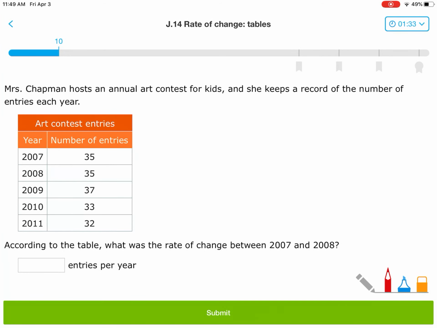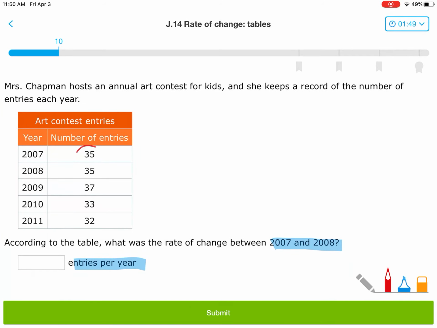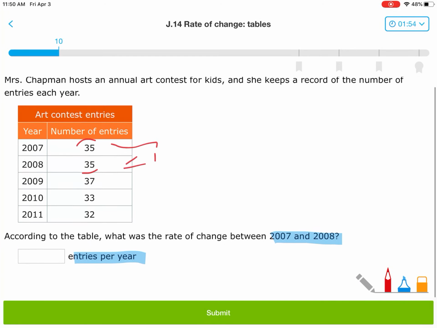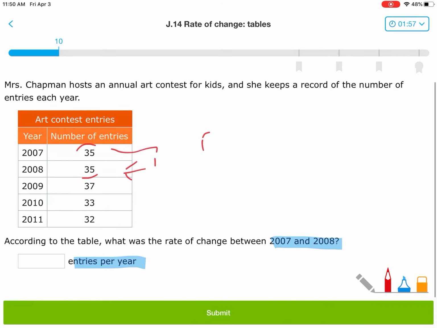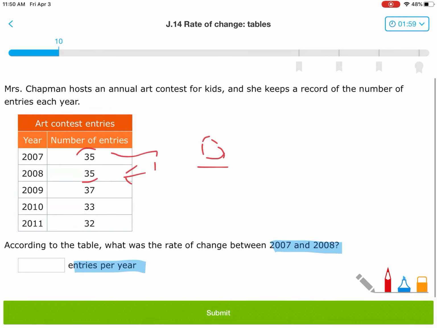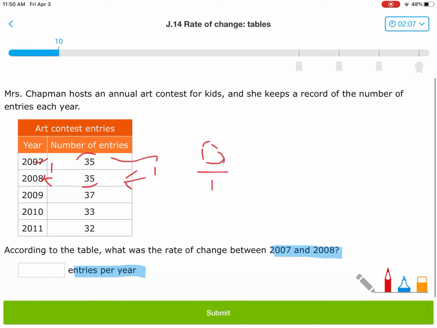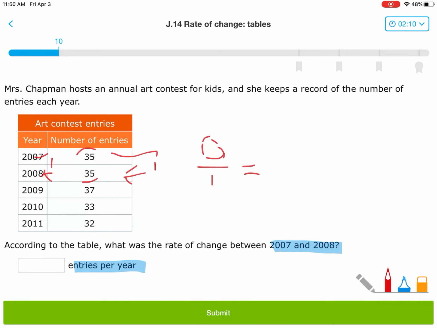All right, I'll do one more with you here. So I got my nice little table again, and my question is, according to the table, what was the rate of change between 2007 and 2008? And then it's entries per year. Okay? So my entries in 2007 were 35. My entries in 2008 were also 35. So the change there is going to be 0. My years from 2007 to 2008 is 1.